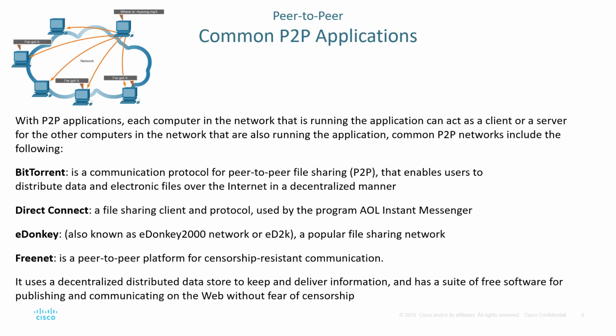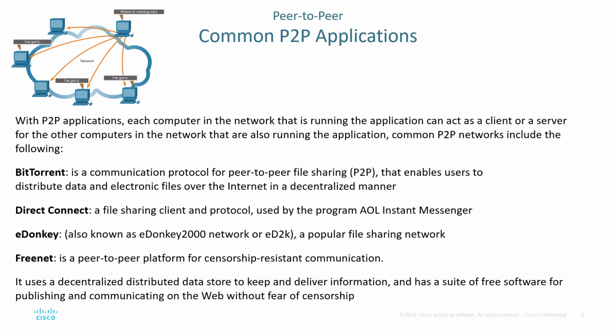Common P2P applications. With P2P, each computer in the network that is running the application can act as a client or a server for other computers in the network that are also running that same application. BitTorrent is a communication protocol for peer-to-peer file sharing. It enables users to distribute data and electronic files over the internet in a decentralized manner. Direct Connect is also a file sharing client and protocol used by the program AOL Instant Messenger.